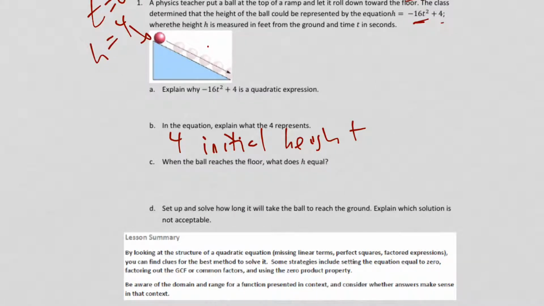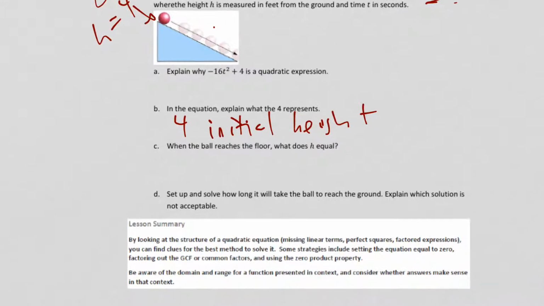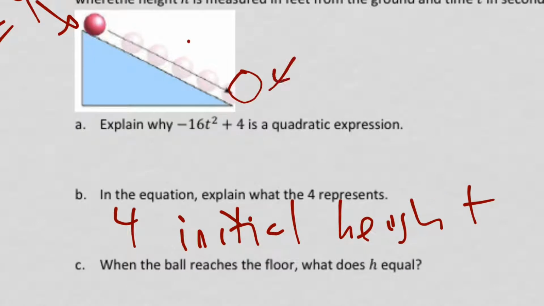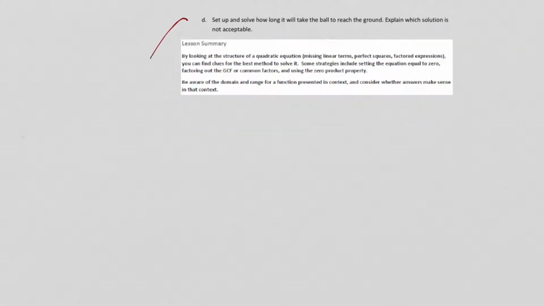C and D is really where the math is going to be involved. When does the ball reach the floor? What does H equal? Well, when the ball is down here, what is the height? The height is 0. Do we know how long it takes for it to reach there? We don't yet, but that's what we're going to find, because that's in part D. So to find out how long it took for the ball to go down the hill, we're going to solve this equation where H is 0.